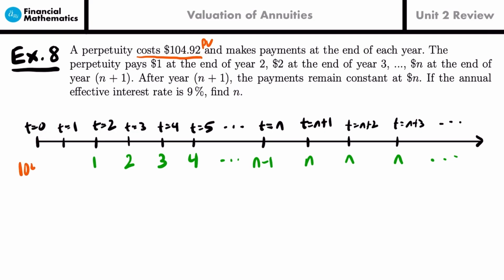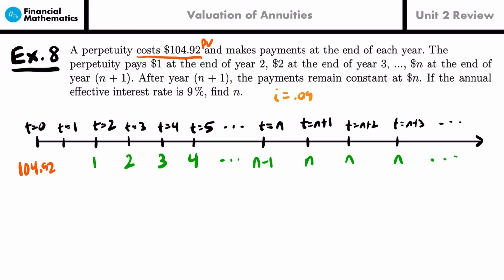We have 104.92. And so that present value should be equal to all of these payments valued at time 0. And really, this is all we know about this problem besides the interest rate. We know that the interest rate is an annual effective interest rate of 9%. So we know that i is equal to 0.09 as a decimal. But really, this is all we know about this scenario.